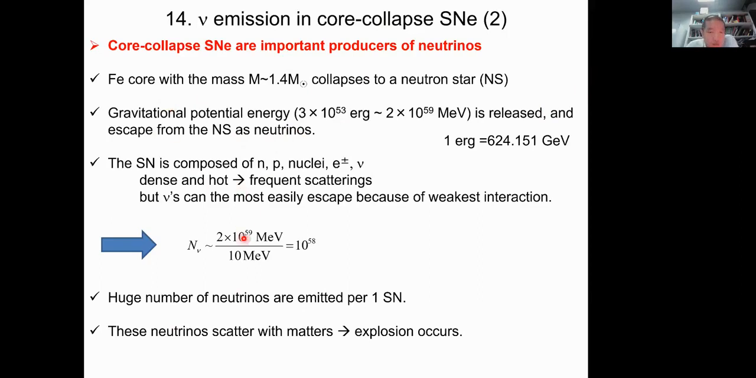Yes. And the typical number of neutrinos emitted by one supernova is 10 to the 58, because the released energy is this size, and the typical energy of one neutrino is 10 megaelectron volt. So some part of these emitted neutrinos scatter with matter in the outer layer. Then it helps explosion of the supernova.